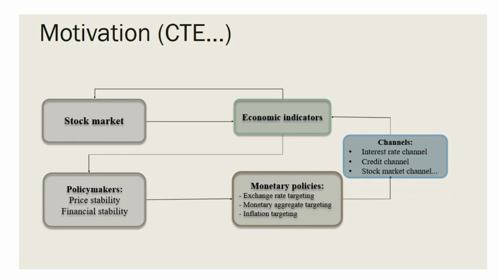In fact, policymakers have two objectives in mind, namely price stability and financial stability. And to reach these goals, different monetary policies have been adopted, such as the monetary aggregate targeting, the exchange rate targeting, and inflation targeting. And the poor yield results under exchange rate and monetary aggregate targeting monetary policies can explain the recourse to inflation targeting. Central banks' actions are believed to propagate to economic indicators through different channels, such as the interest rate channel, the credit channel, the stock market channel. And these economic indicators, in turn, have a significant effect on stock markets because stock markets are considered to be very sensitive to economic conditions.